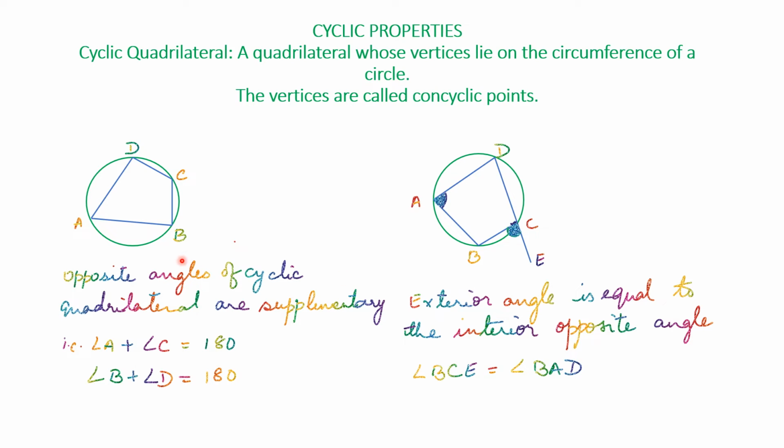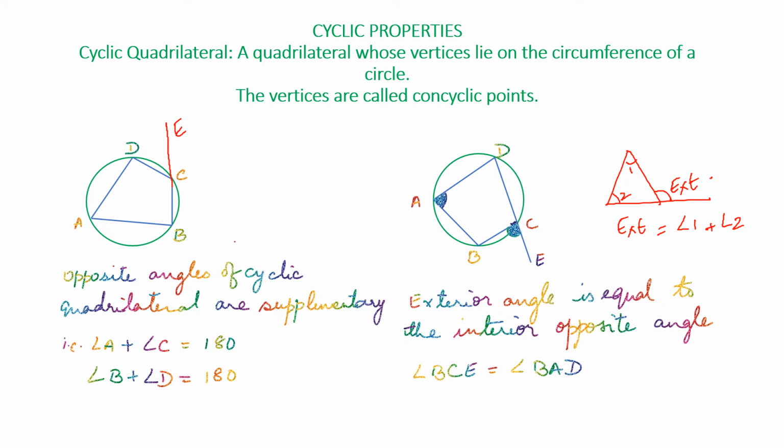Now, if I extend one of the sides of the quadrilateral ABCD outwards like this, I get an angle over here. This is called the exterior angle. Just like you had for a triangle, if I extend one of the sides, this becomes the exterior angle. In a triangle, the exterior angle is equal to the sum of the two interior opposite angles, so exterior angle is equal to angle 1 plus angle 2.